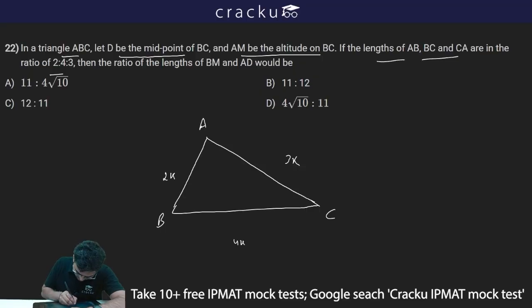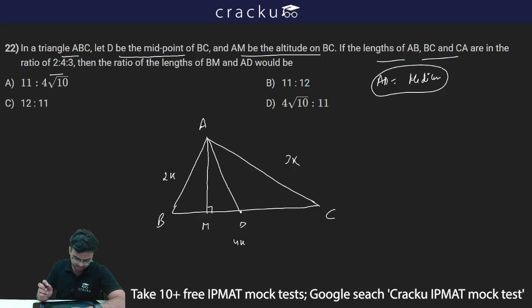And AM is the altitude, so let me draw AM as the altitude. So this is the altitude, and D is the midpoint of BC. So if D is the midpoint of BC, we know AD will be the median. So AD is equal to the median.